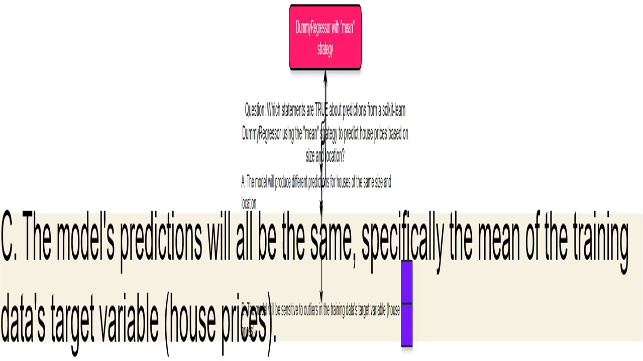Because I'm using the mean strategy, my model's prediction will be the average of all the house prices in my training data. Every single prediction will be exactly the same, the average house price. It's a very simple prediction, not affected by the specific size or location of the house.